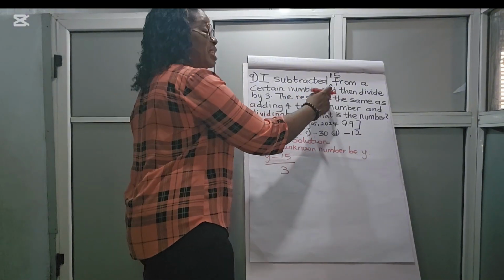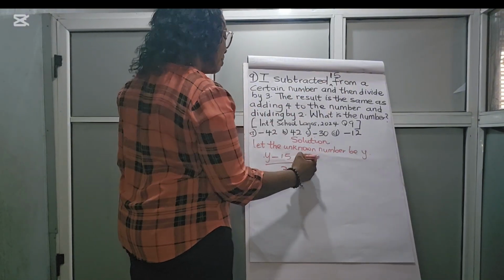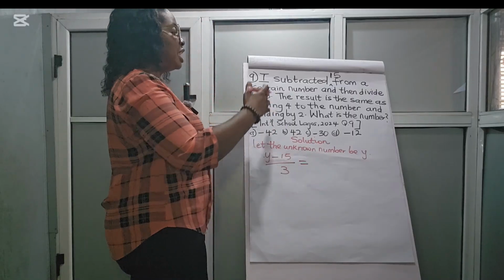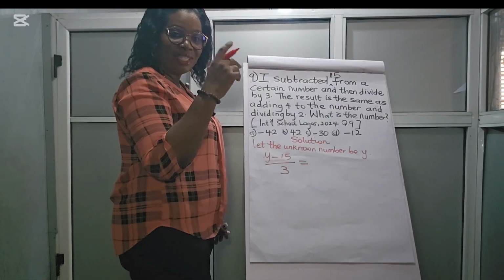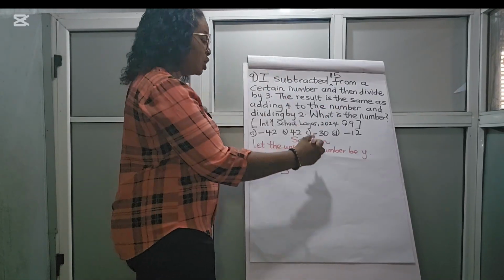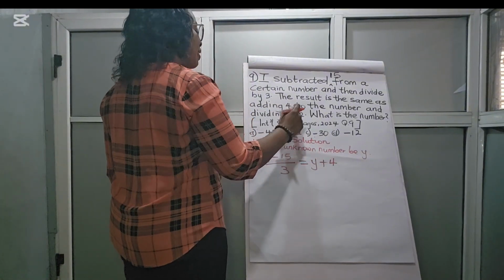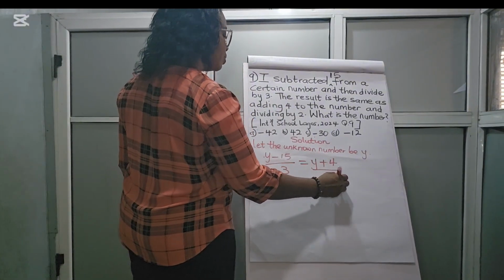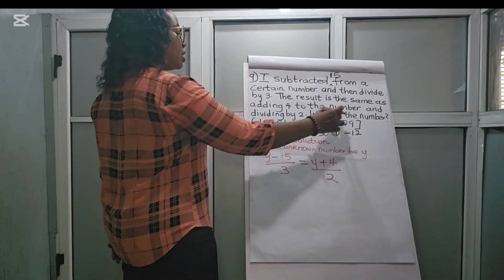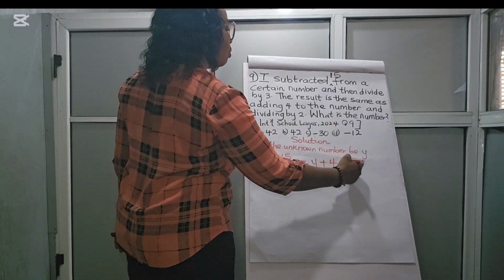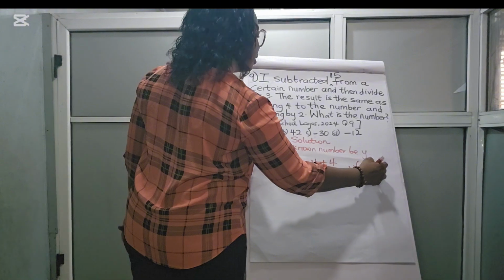The result, that means the answer, is the same as adding 4 to the number. The answer is the same as adding 4 to the unknown number, and dividing by 2. What is the number? Find y.